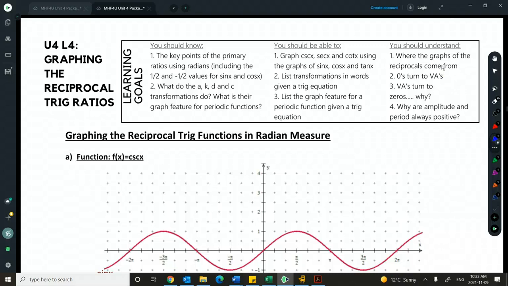We graphed our three primary ratios. Now we're going to graph our three secondary ratios, or our reciprocal ratios. So cosecant is the reciprocal of sine.